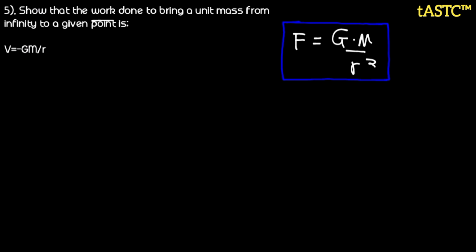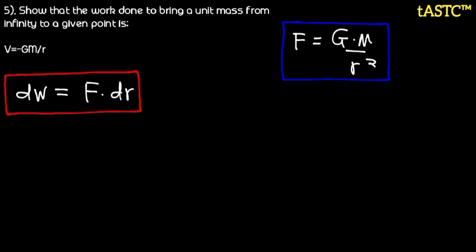So we need to find the work that is done in bringing a unit mass from infinity to another point. Now, we know that the change in work done, that is going to be F, that is the force, multiplied by the change in distance, or displacement in this case. This is what we know to be the formula for work done. Now, in this case, we can see that F is equal to this stuff. So we're going to take this and place it for F in this equation. So dW is going to be G multiplied by M, and that is divided by R squared multiplied by dr.